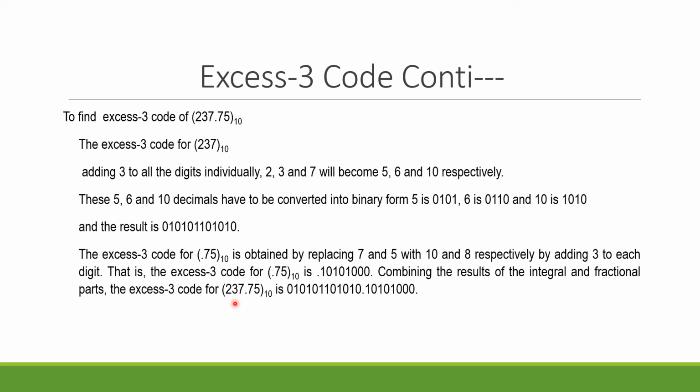So for the decimal number 237.75, the XS3 code will be 010101101010.10101000. So this is about conversion of a decimal number into the XS3 code.